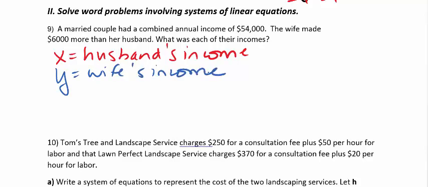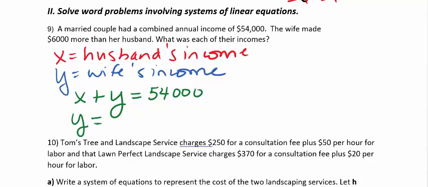So if together they make $54,000, our first equation can be taking the husband's income plus the wife's income together, adding them together, and that's going to equal $54,000. Now we have to come up with a second equation, and we can do that with the second sentence. The wife made $6,000 more than her husband. Well, if the wife is y, and she made $6,000 more than her husband, we can take the husband's income and add $6,000 to it. And now we have our second equation.